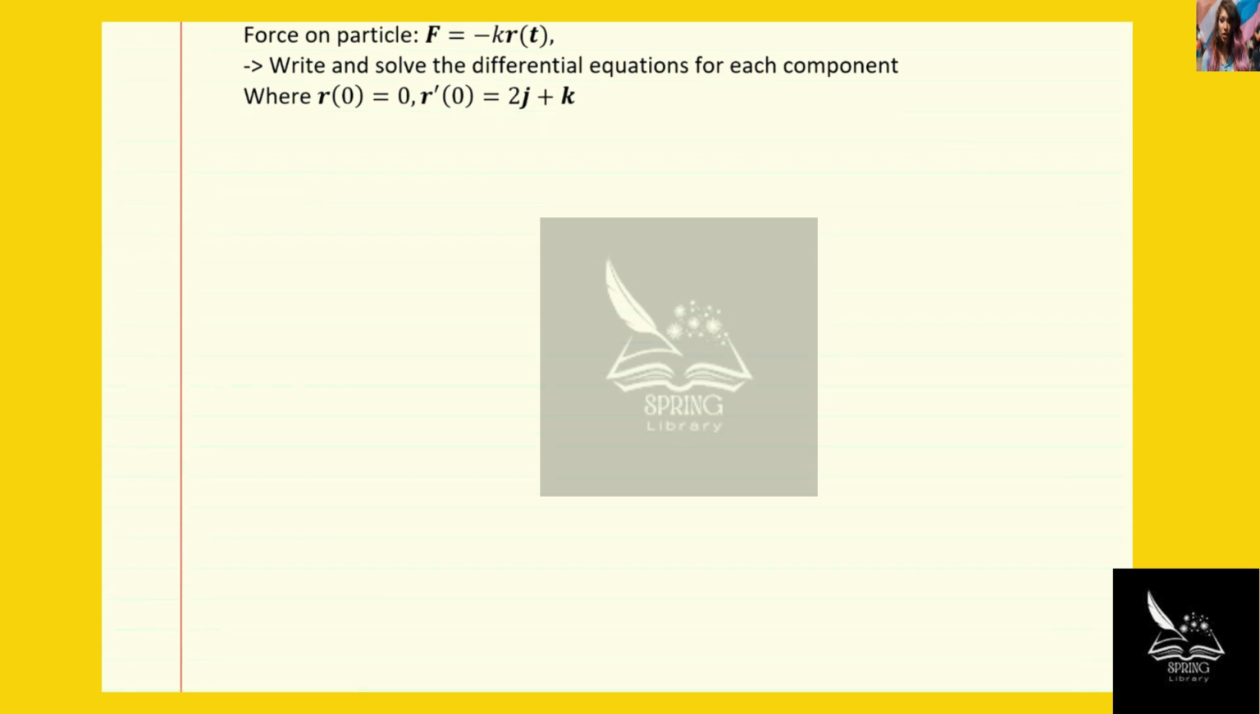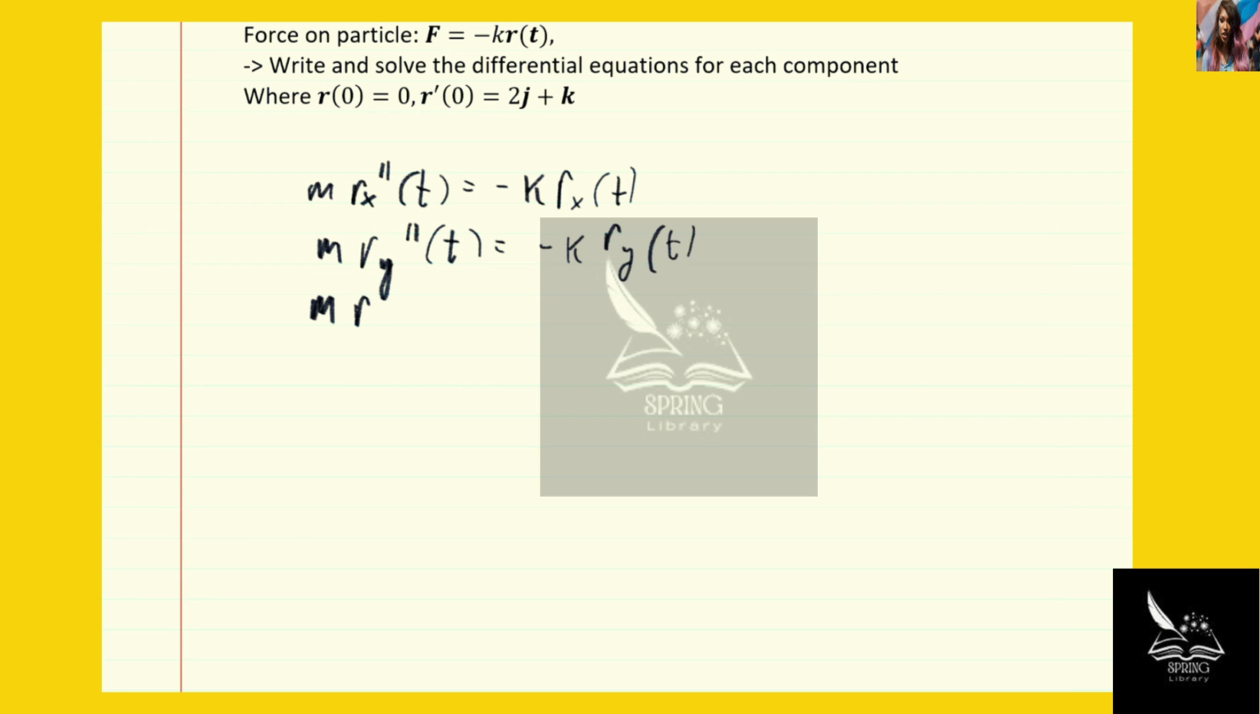So we'd have then that m times a, because force equals mass times acceleration, but acceleration is the second time derivative of r. So we'd have that m times r double prime of t, I'll call that rx double prime of t, equals negative k rx of t. Oops, that's an f. Negative k rx of t, m ry double prime of t equals negative k ry of t, and m rz double prime of t equals negative k rz of t.